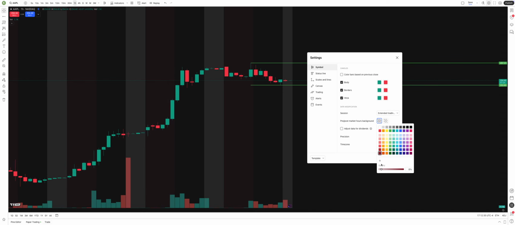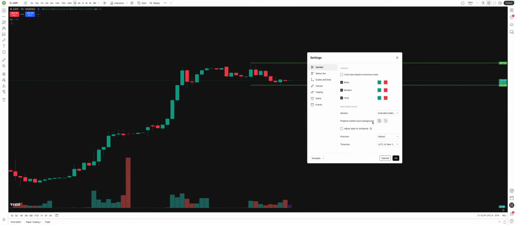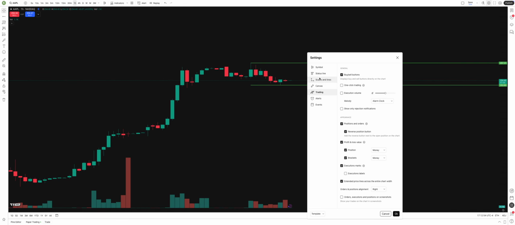So again here, I'm trying to find the same color, 111. Right, and then yeah, that'll do it. Cool. So this is how I like to set up my chart. I also like to hide the buy and sell buttons, and I'll tell you why. The reason is because I actually don't trade through TradingView because it's really slow. You can connect it to your broker, but I just don't do it.